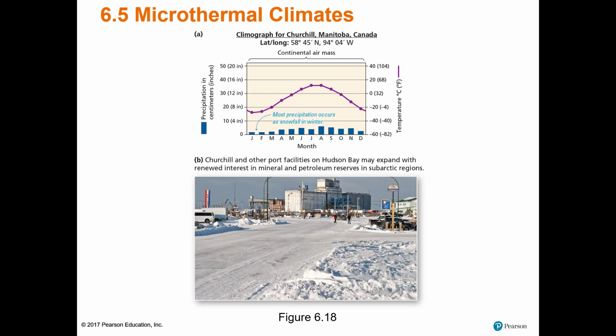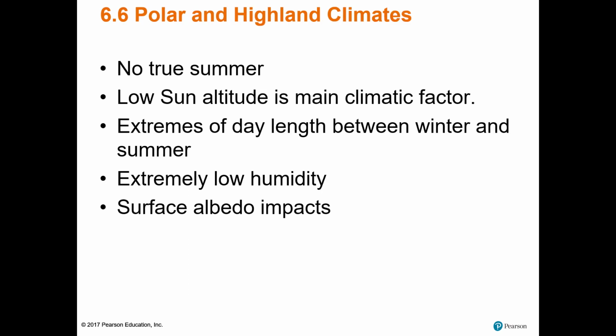Most precipitation occurs as snowfall in the winter months, and then it is stored. It doesn't melt off because of the very cold temperatures. You'll notice that the temperature does increase during the summer, and it is very, very cold during the winters, below 0 degrees Celsius or 32 degrees Fahrenheit, which is below freezing for most of the year.